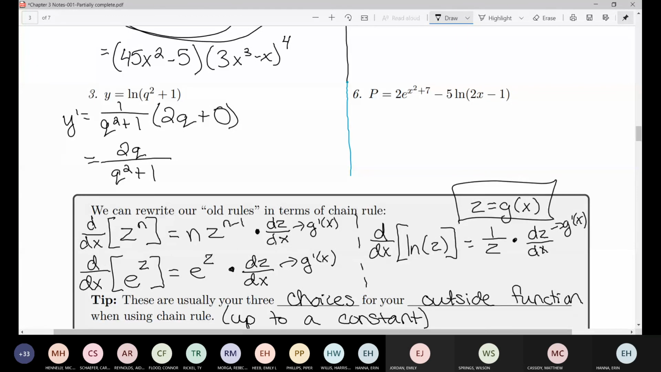Any questions or concerns on chain rule? We'll hit these last 2 on Friday. And then we have 2 more rules we have to talk about.